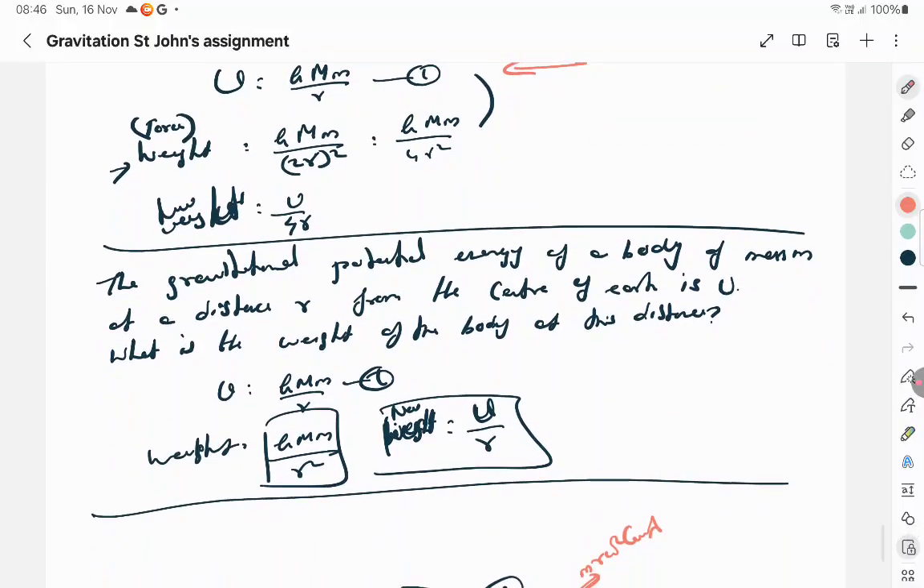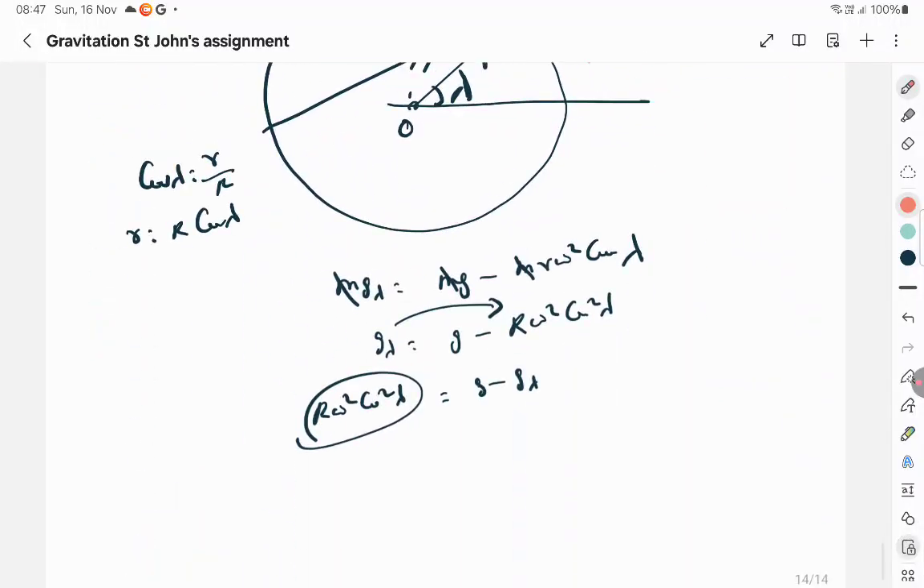The gravitational potential energy of the body of mass m at a distance r from the center of the earth is u. Similar sum: the weight of the body on the surface of the earth. So you know u is GMm by r, weight is GMm by r squared, so it's u by r. So that's about this.